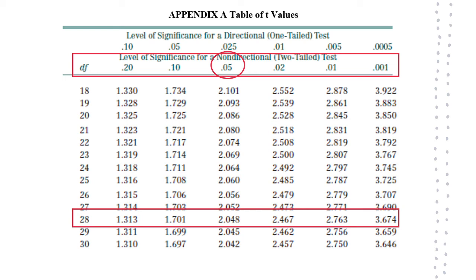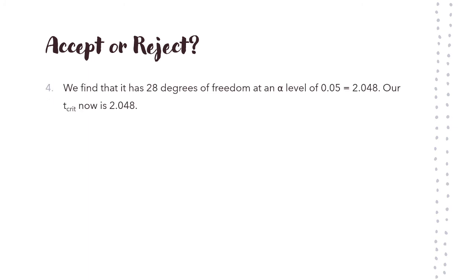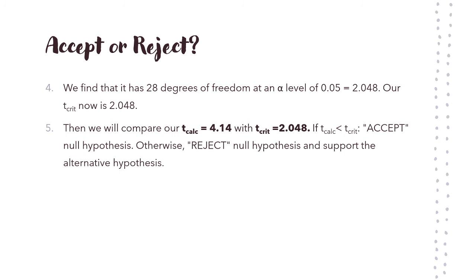So from there, we'll just need to cross-reference the 0.05 two-tailed test alpha level with our degrees of freedom of 28. So that means our T critical value is 2.048. So accept or reject. So we find that it has 28 degrees of freedom at a level of 0.05, so that means our T critical value now is 2.048. So we will now compare it with our T calculated value. Again, our T calculated value is 4.14 and our T critical value is 2.048.